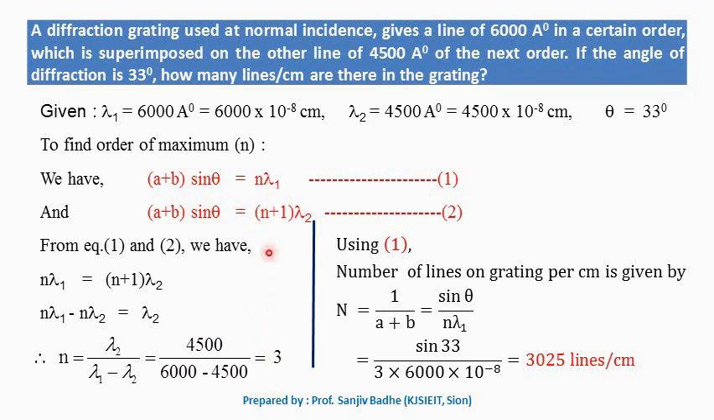Lambda 1 is also known, theta is known, so we can calculate A plus B, and the number of lines per centimeter is nothing but 1 upon A plus B. So the number of lines on the grating per centimeter, capital N, is equal to 1 upon A plus B, that is equal to sin theta upon n lambda 1, which is calculated as 3025 lines per centimeter. So the grating in this problem has 3025 lines per centimeter.